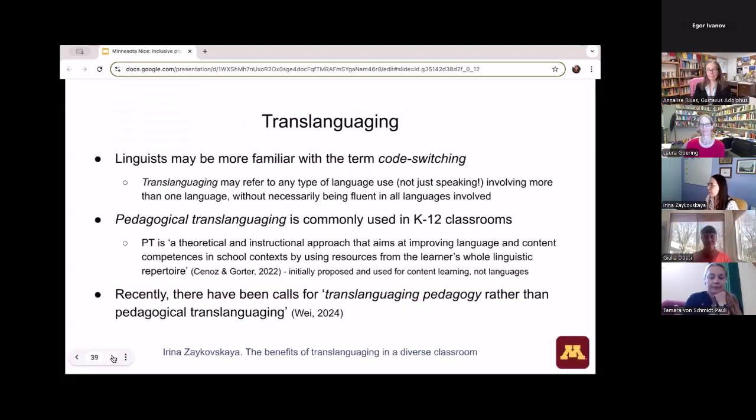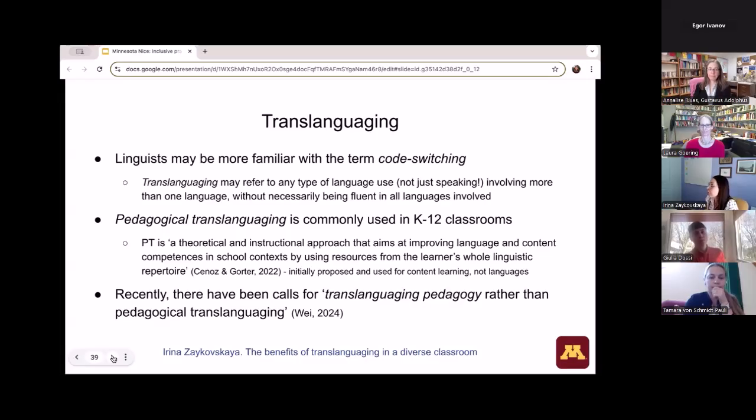So the term translanguaging may or may not be familiar to you. Most of you are probably familiar with the term code switching. They might refer to the same phenomenon, but they don't have to. Usually we use the term translanguaging to talk about any type of language use, not limited to speaking, involving more than one language, without necessarily being fluent in all languages involved, which is the typical situation with code switching, at least as it is described in linguistics literature.